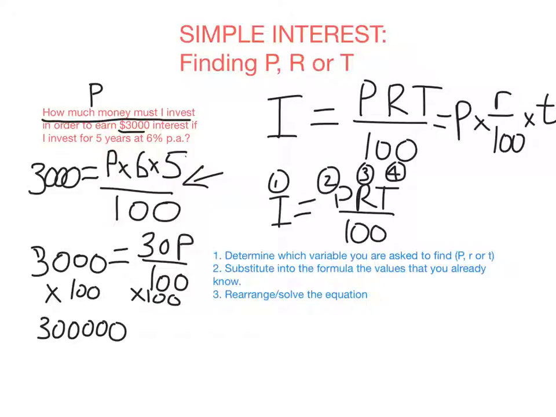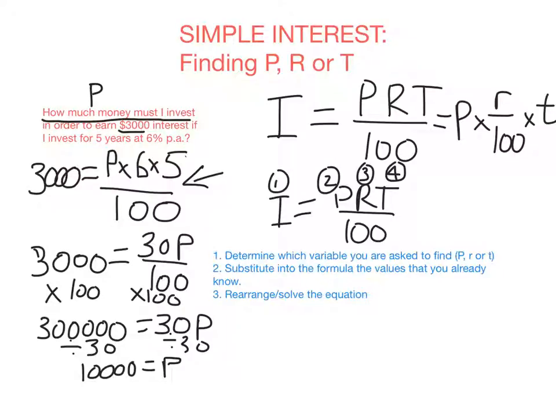Okay, so then I get 300,000 equals 30P, so that's 30 times P. How do I undo timesing by 30? I divide each side by 30. And then I'm just left with 10,000 equals P.